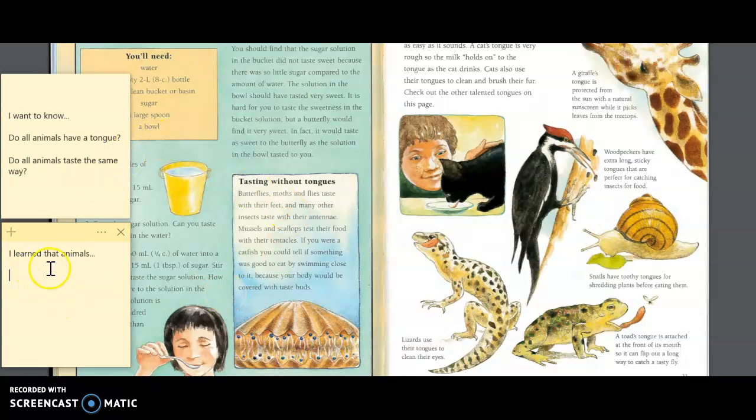Excellent. Now, I want you to think about the questions that you asked. I asked these questions. Do all animals have a tongue? And do all animals taste the same way? So now down here, I want to think, were any of my questions answered? What about yours? You wrote down different questions from Mrs. Body. So I want you to think, were any of your questions answered or discussed in the text?